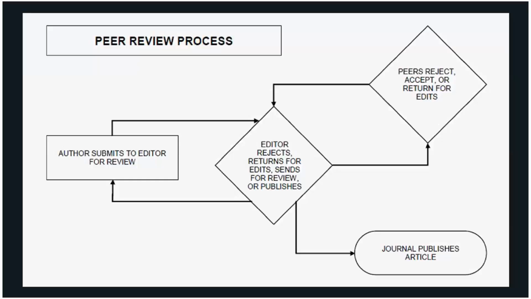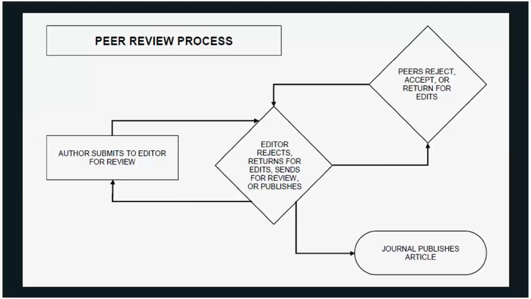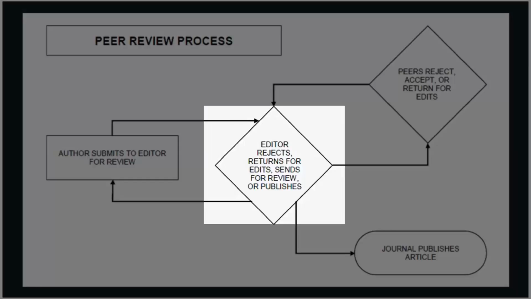Peer review is a process in which an article is judged and deemed worthy for publication. It goes something like this. An author, over here on the left, submits to an editor an article that they've written for review, and so it goes to the editor. The editor then can reject outright, because the article doesn't belong in our journal, so they might get rid of it. They might return it to the author for editing, or they send it for review, or they might publish it.